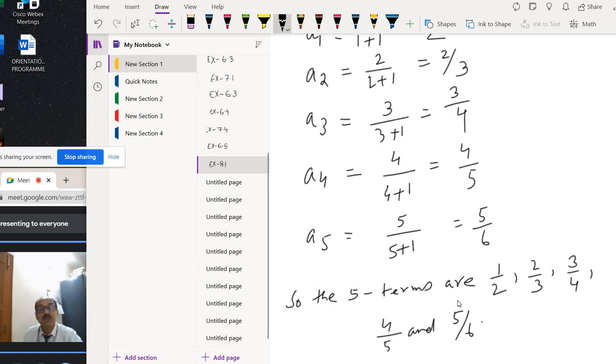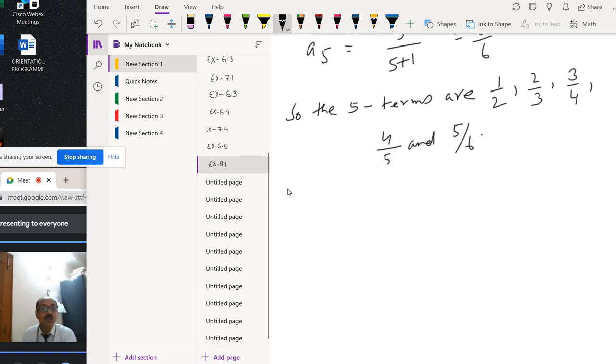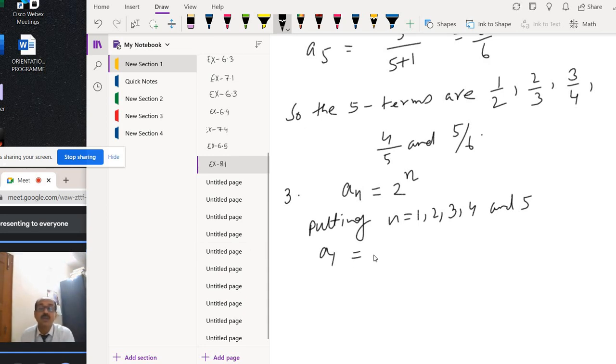Then question number 3. Number 3, a_n equal to 2 to the power n. Okay. So putting n equal to 1, 2, 3, 4, and 5. So a1 equal to 2 to the power 1, which is 2.